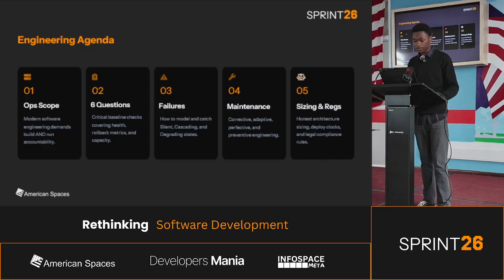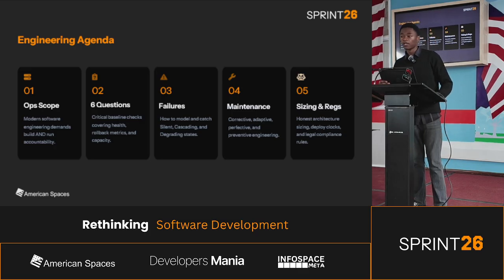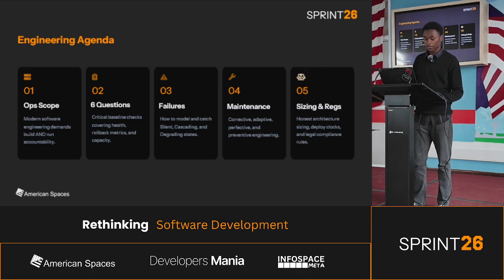So we are going to talk about areas. Today we'll start with the operation events, which is the scope, and then we'll go to the 6 critical questions and baselines that each developer while shipping and building a product need to ask themselves. And then there is the failures, what fails when whatever you build is in production. Then there is the maintenance and the sizing.